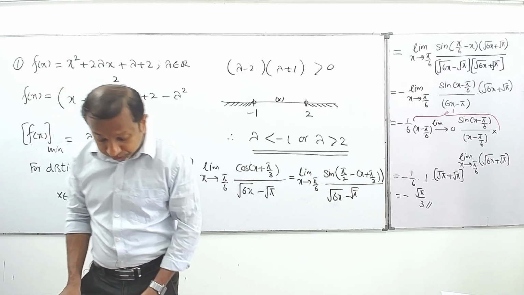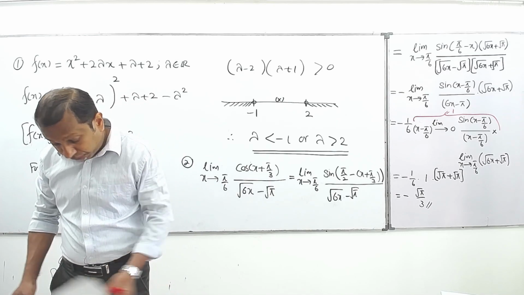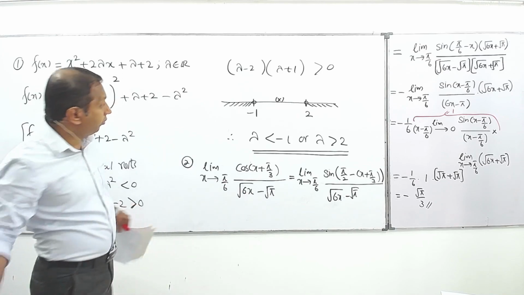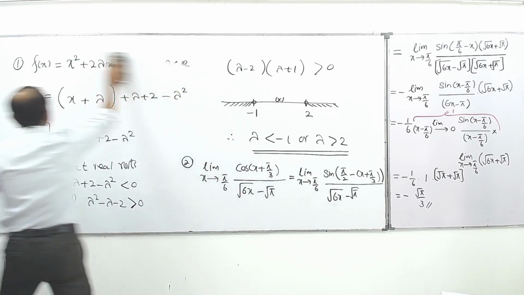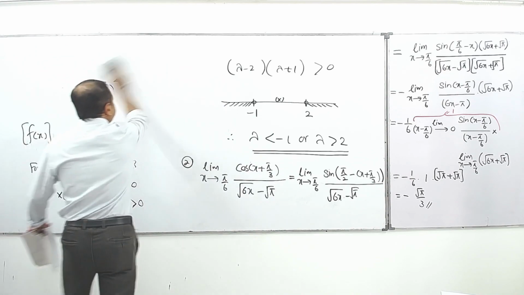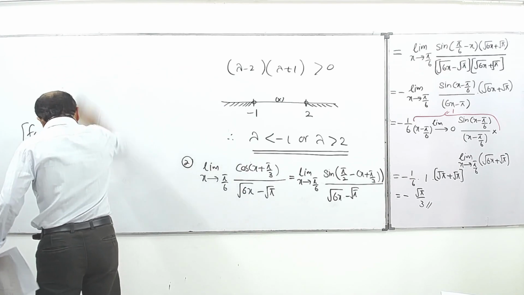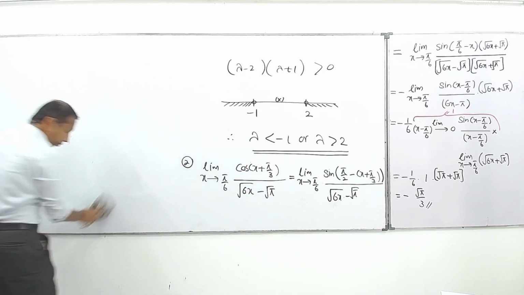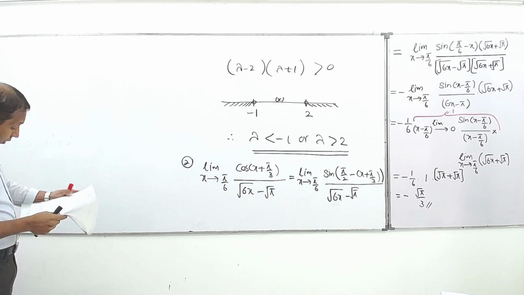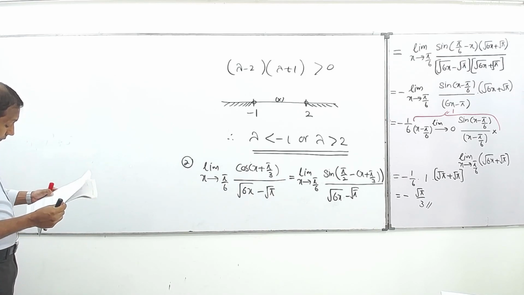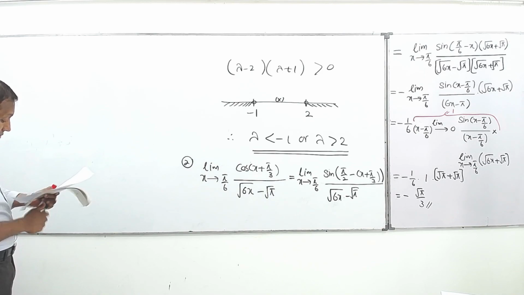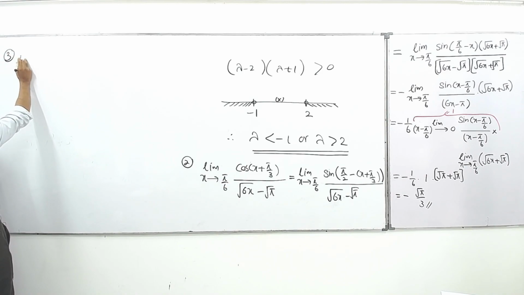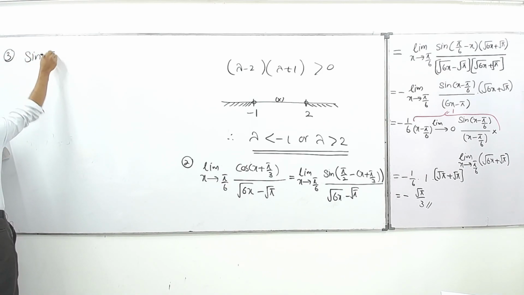Okay, next one, number 3. Number 3, the next one. Show that sine 3 pi by 5 is equal to sine 2 pi by 5.